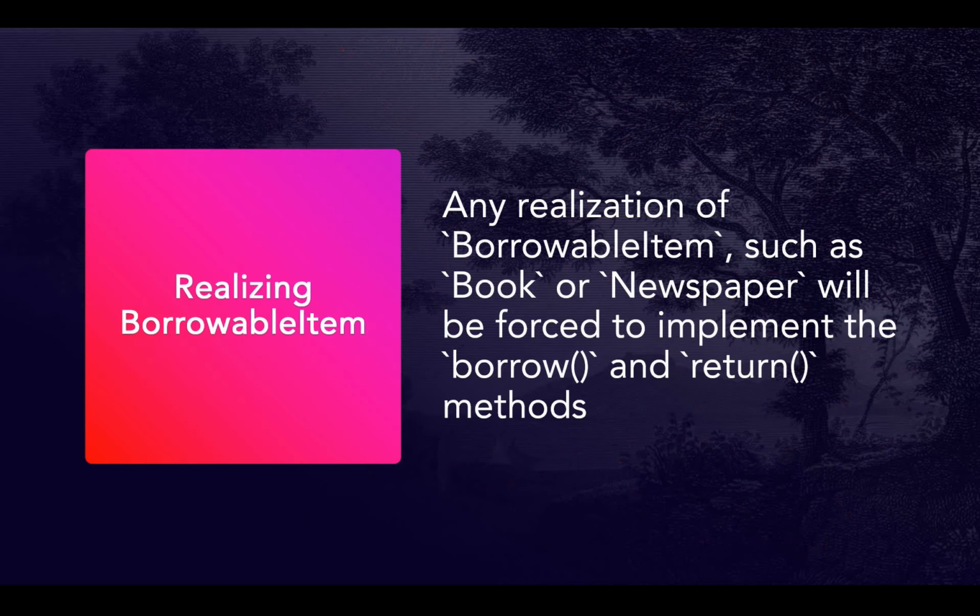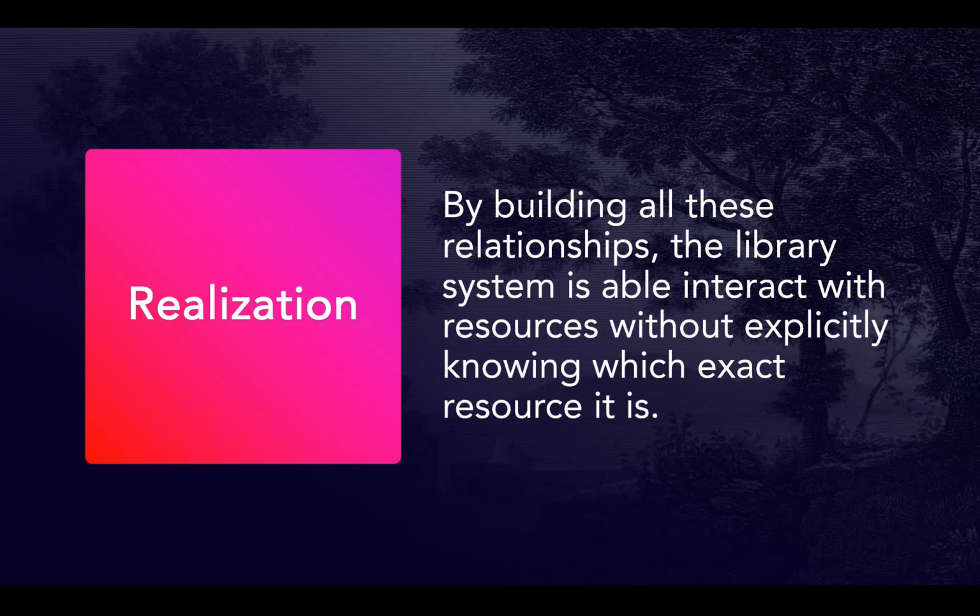By building all of these relationships, the library system is able to interact with resources without explicitly knowing which exact resource it is. The system knows that it is borrowing some instance of borrowable item, but it does not know if it is a book or a newspaper. The exact type of this instance will then behave depending on its type. Although all this effort may seem unnecessary for now, you will learn in this course that through the establishment of many of these relationships, OOP is able to uphold one of its core design principles, which is data hiding.